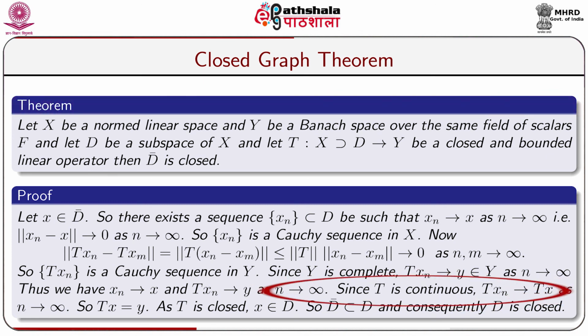Since T is continuous, Txn goes to Tx as n tends to infinity. So Tx must be equal to y. As T is closed, x belongs to D. We have started with x belongs to D bar and we have obtained x belongs to capital D. So D bar is a subset of D and consequently D equals D bar, and hence capital D is closed.